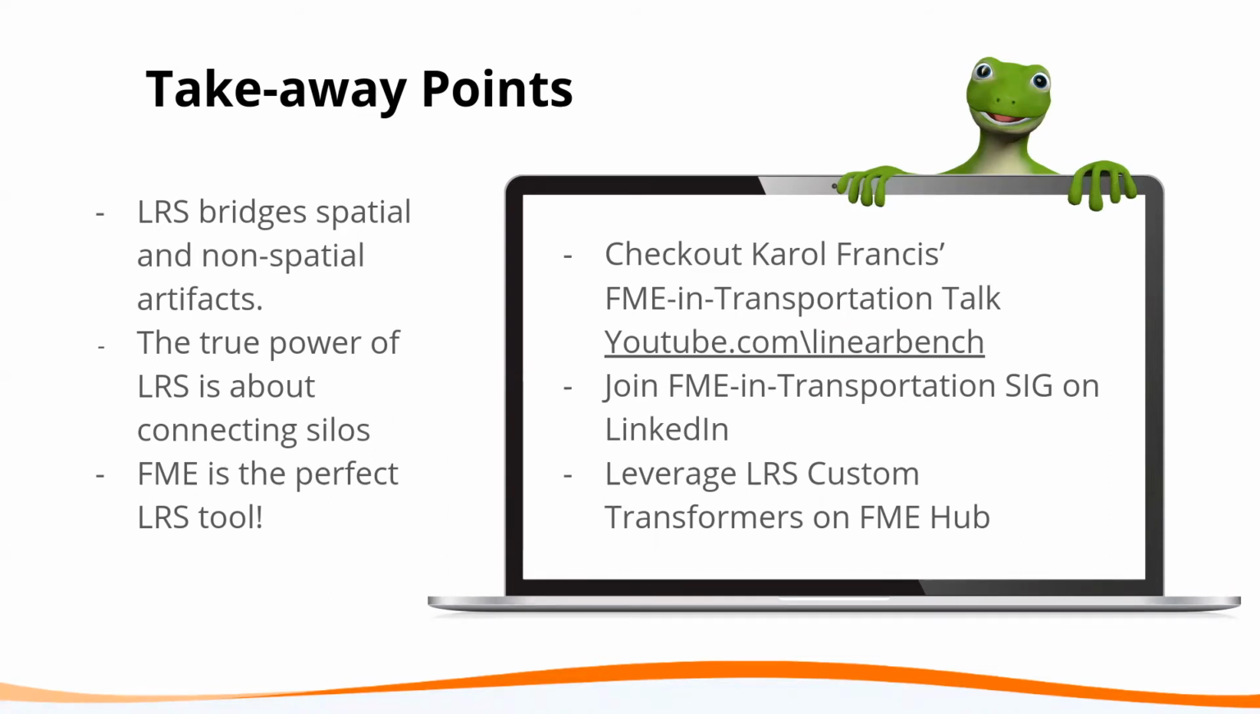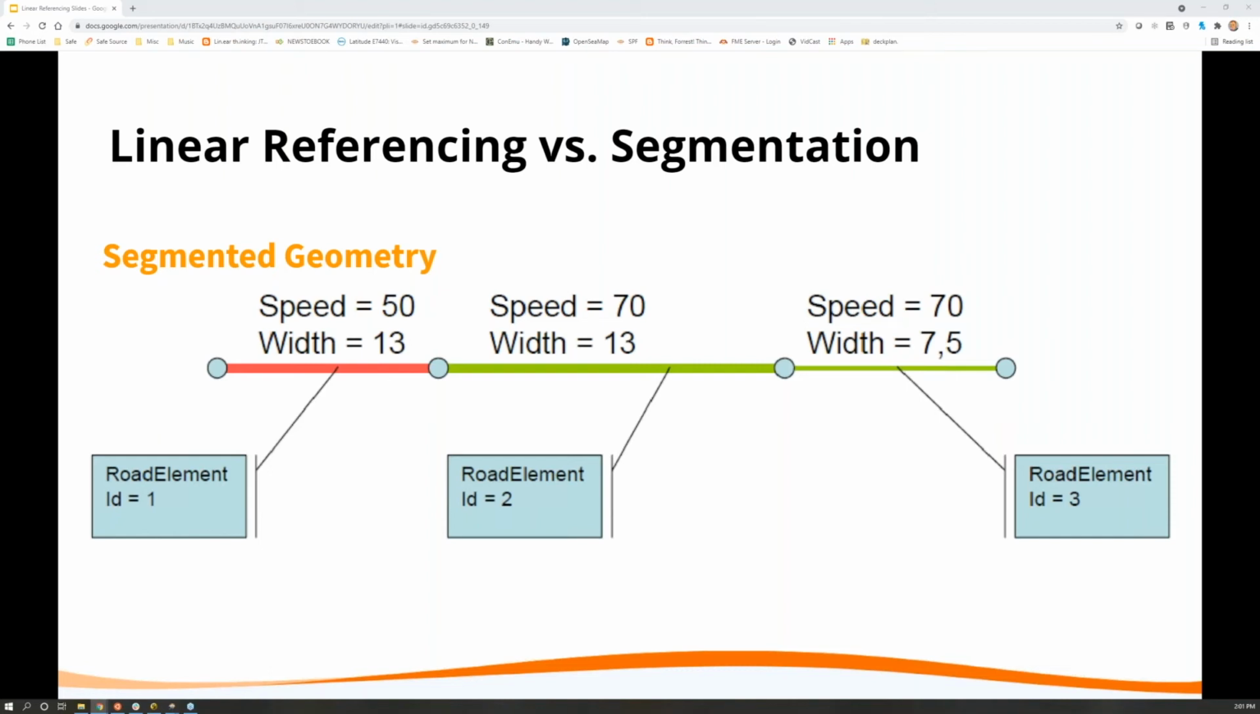Thank you. Thanks, Bo. So why LRS? In a segmented model, the segments are the size of the shortest linear event. Plus, point events have to be represented.